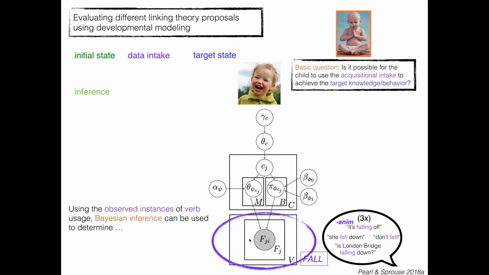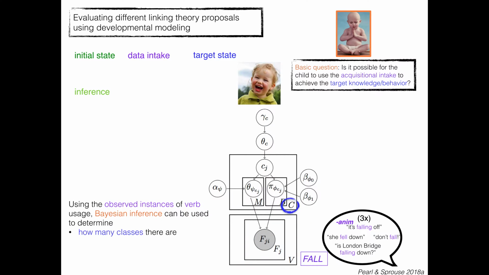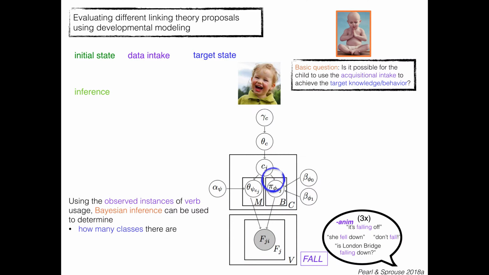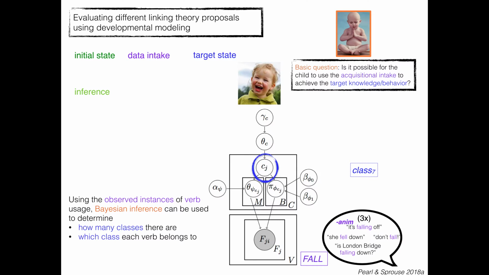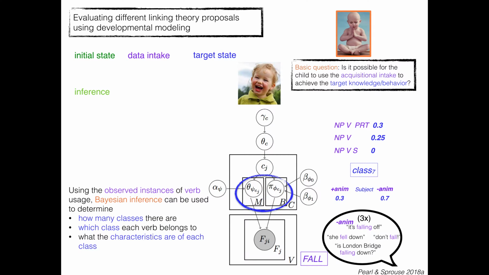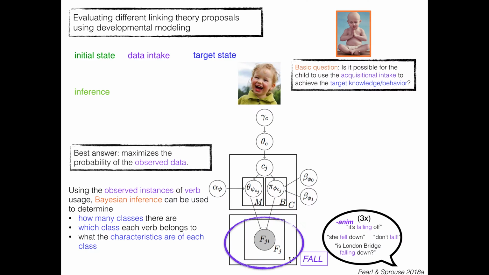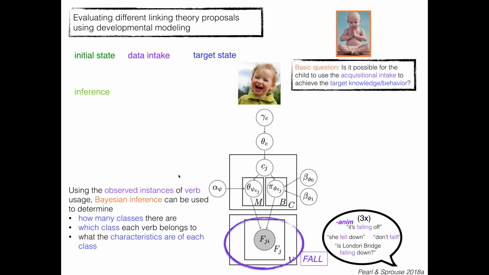So using the observed instances of your verb usage, we're then going to use Bayesian inference, right, to determine a couple of things. First, how many classes there are. Second, which class each verb belongs to. And third, what the characteristics are of each class. All of that is going to be inferred by our learner by doing Bayesian inference, right? And so the best answer is going to maximize the probability of the observed data. That's your best hypothesis for how your language works.